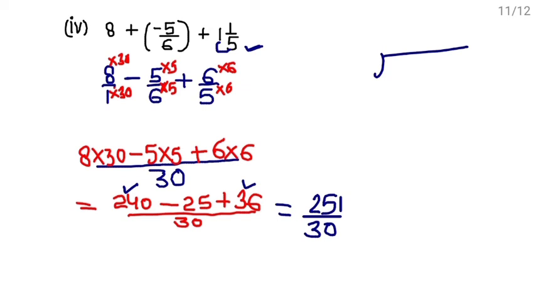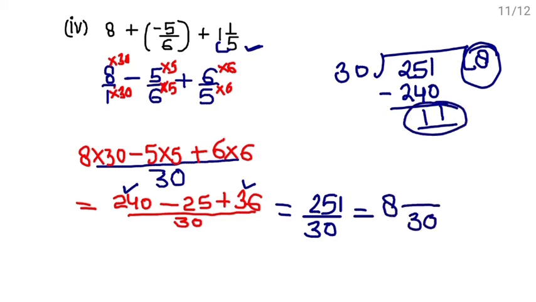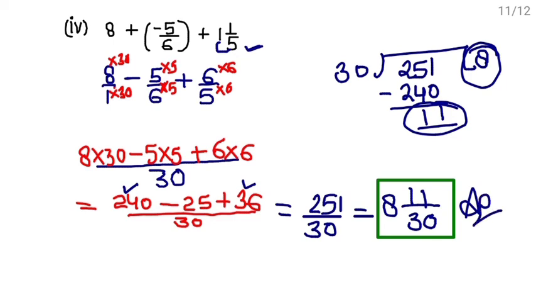And as you know that this is an improper fraction, you can change it into a mixed fraction. 30 eights are 240. Subtract: 11. So write this quotient as the whole number. Denominator will remain the same, and this remainder will be the numerator. So this is your answer, 8 whole 11 upon 30.